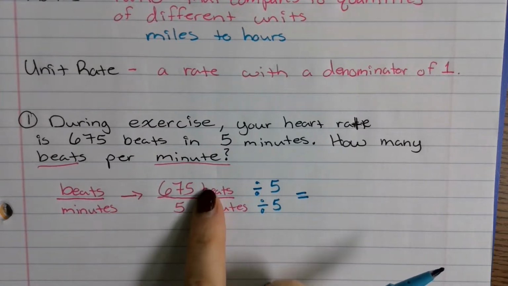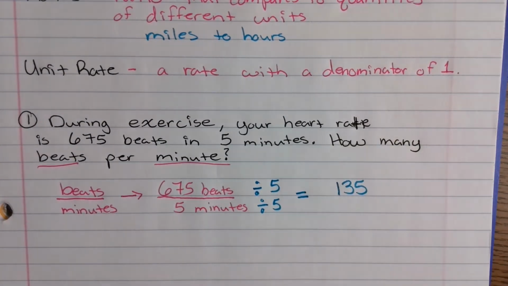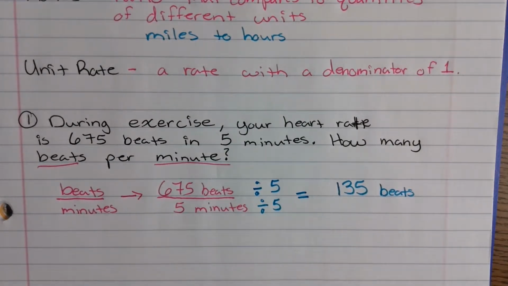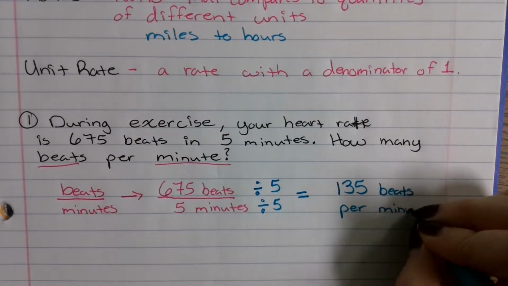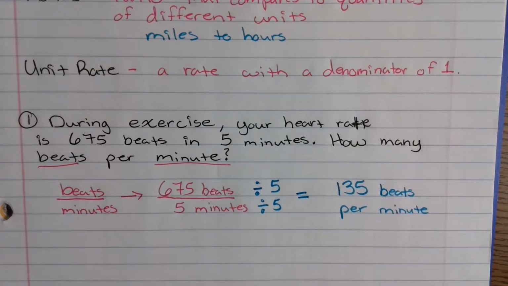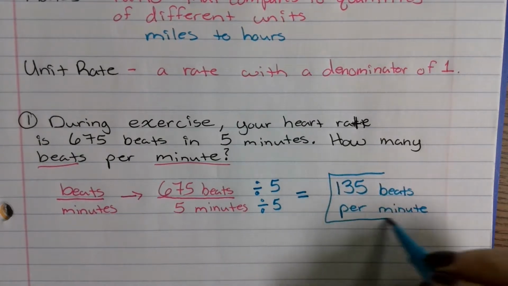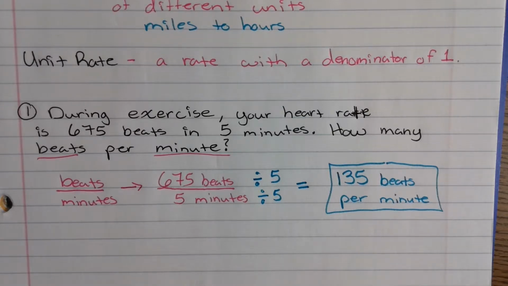So 675 divided by 5 is going to give you 135. Now, I'm not just going to put 135. I have to put 135 beats. Have to put the unit. 135 beats over 1, or I could just say per minute. Because I know it's over 1. I know it's 1 minute. So I can just say per minute. That lets me know, okay, that's how often it's beating in that one single minute. That's my final answer. 135 beats per minute.